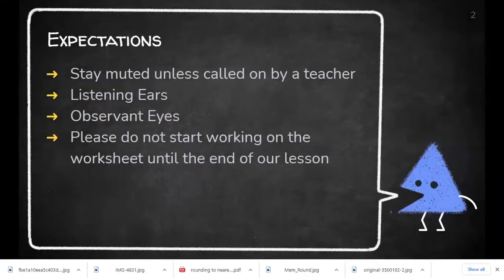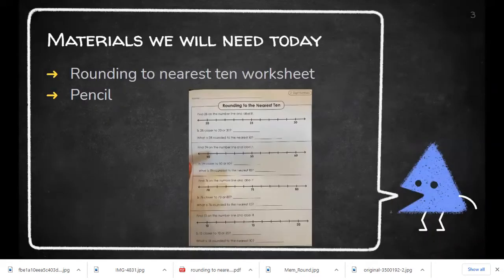Our expectations for today are to stay muted unless called on by the teacher. I need your listening ears and your observant eyes. Please do not start working on your worksheet until the end of our lesson. Some materials we will need today are the rounding to the nearest 10 worksheet and a pencil. If you don't have those materials, go ahead and pause the video and go get them.